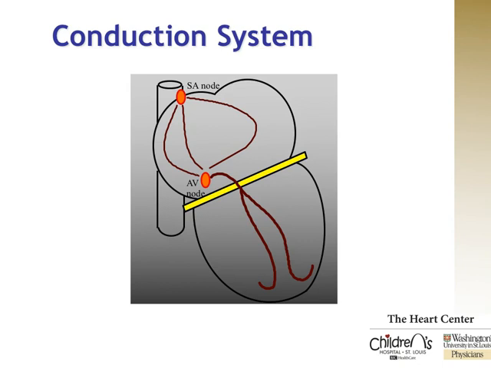So the sinoatrial node, where the rhythm typically starts, the fastest pacemaker of the heart, is at the junction of the superior vena cava and the right atrium. So an operation such as a bidirectional Glenn, where the superior vena cava is transected and anastomosed to the right pulmonary artery, may put the sinus node at risk for damage.